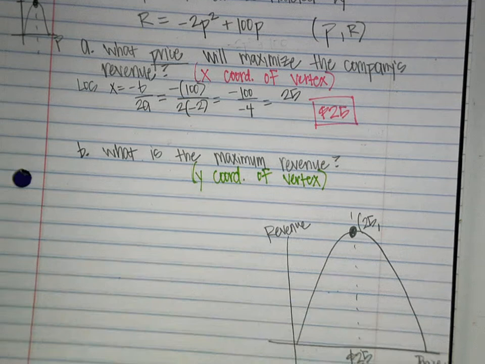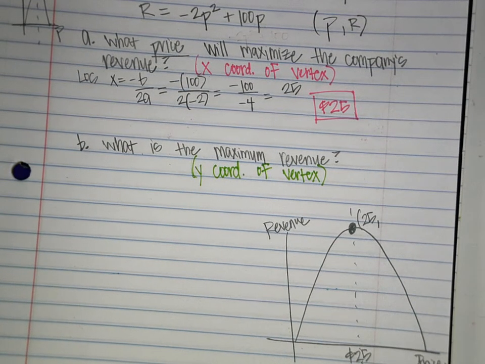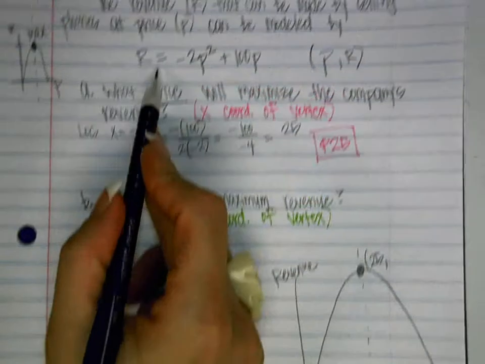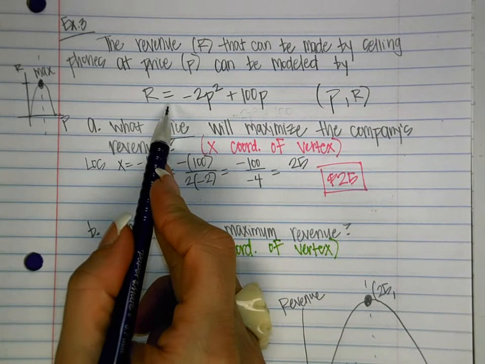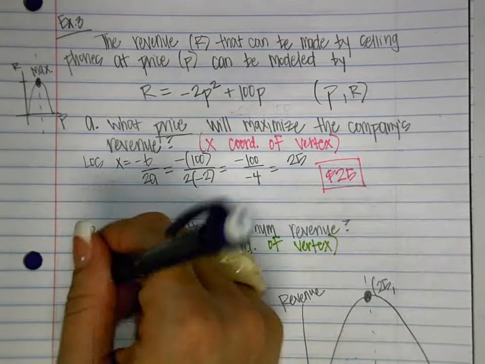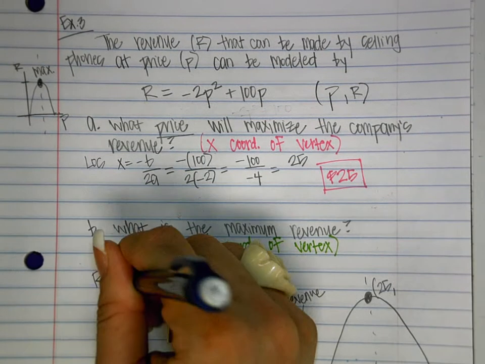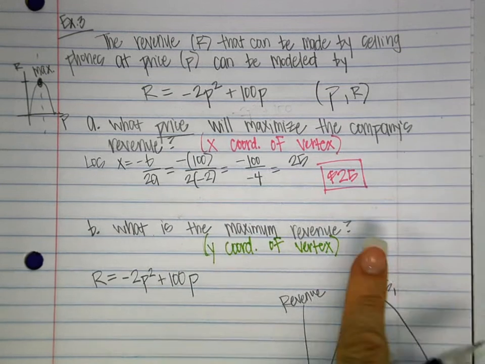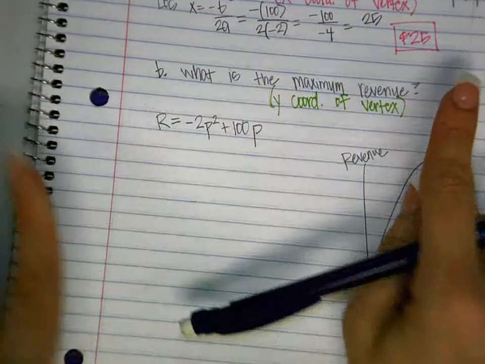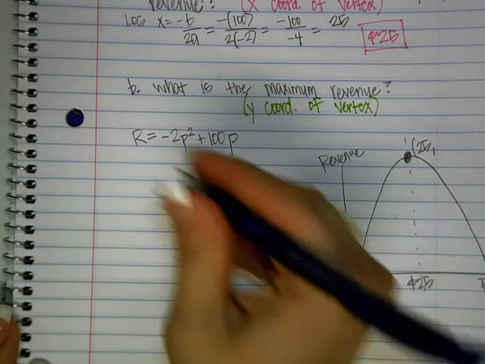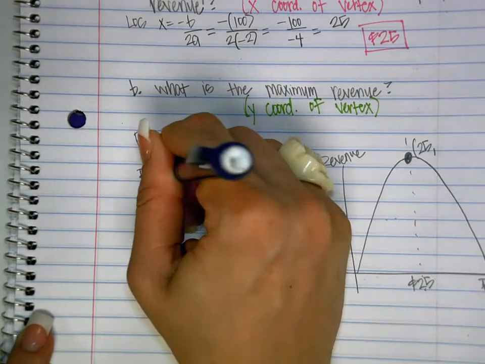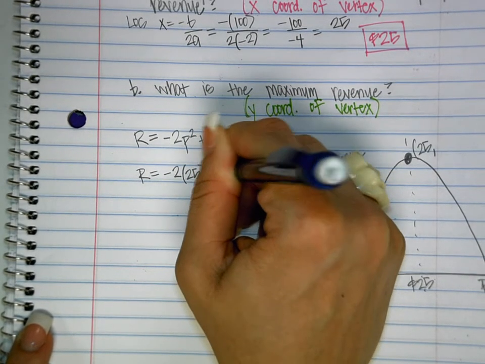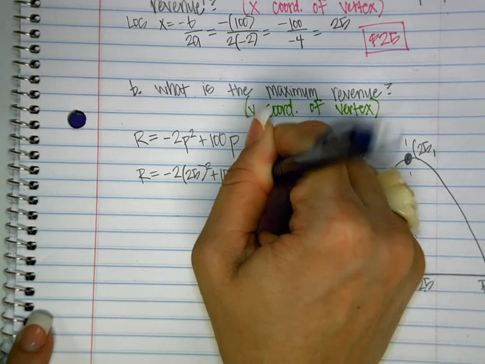So how do I find the rest of the vertex in standard form? Plug it back in. Exactly. Even though it says R equals, we are finding the revenue. So R equals negative 2p squared plus 100p. We found that the price was equal to 25, so now we plug it in. R equals negative 2 times 25 squared plus 100 times 25.